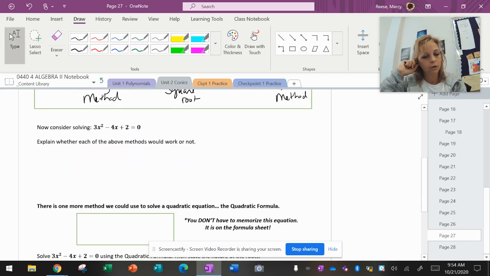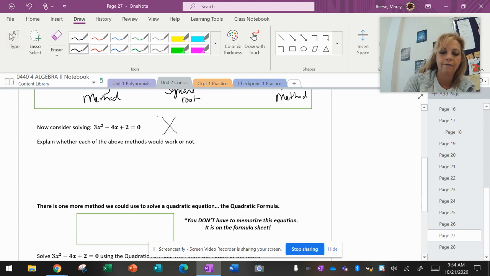Okay, now consider solving this one. We've got 3x squared minus 4x plus 2. So I would look at it and go, can I factor? And this would be a grouping method. So I would say 3 and 2 multiplied is 6, and negative 4. Do I have anything that multiplies to be negative 6 that adds to be negative 4? 3 and 2, 6 and 1, they don't add to be negative 4. So I can not factor.